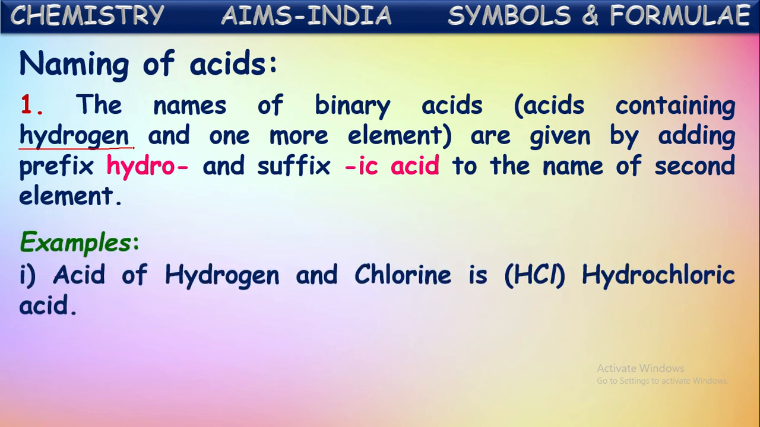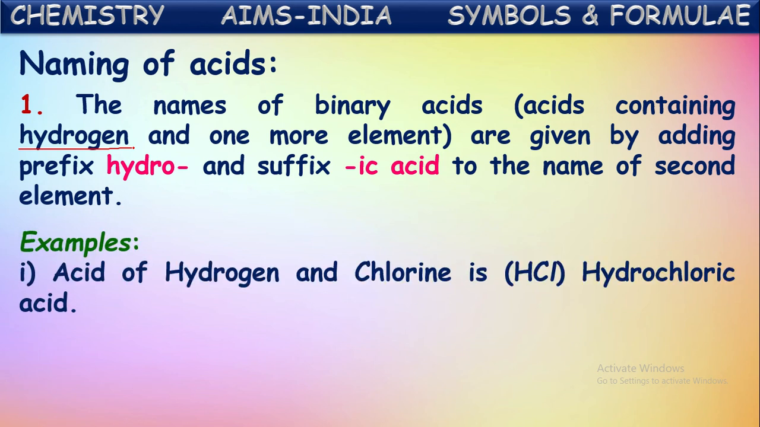See this example, HCl, that is the binary acid formed by hydrogen and chlorine. Now, as we told, first hydro is written in place of hydrogen. And next, the non-metallic element other than hydrogen is named, chlorine. At the end of the non-metallic element's name, ic acid is attached. Now it became hydrochloric acid. If you say it combined, this is named hydrochloric acid.